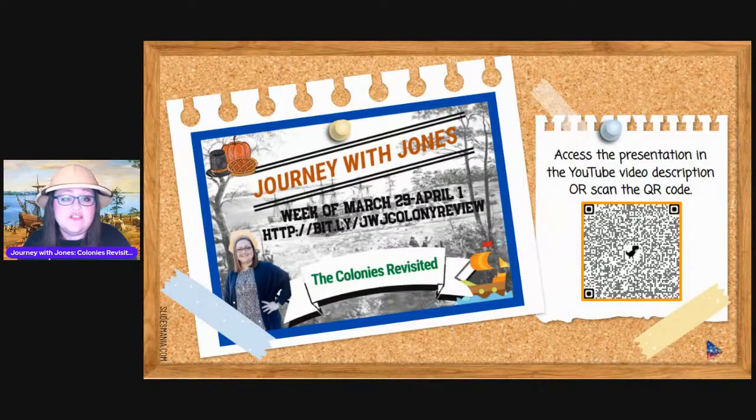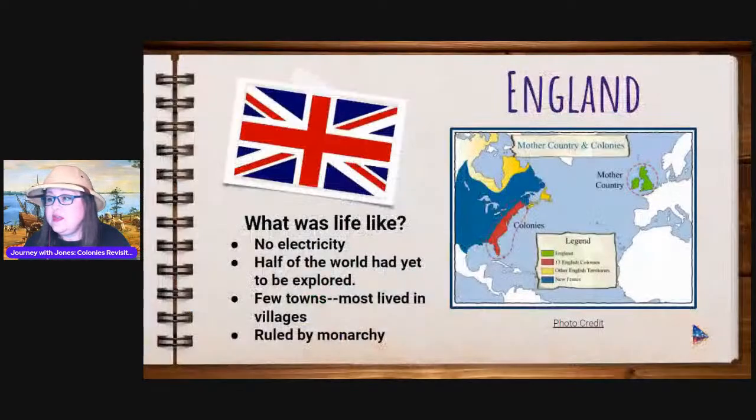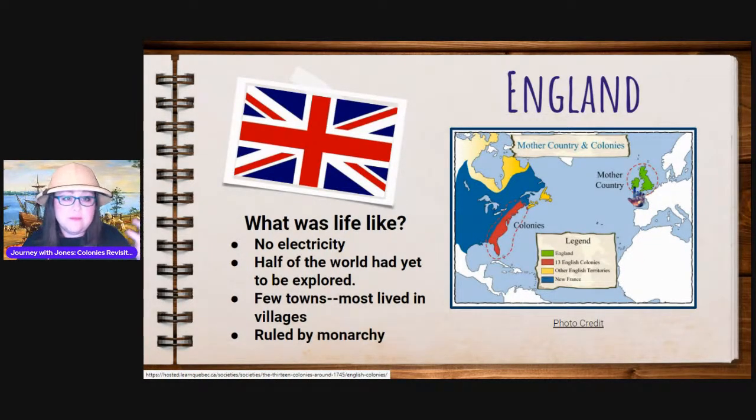So the colonies, Journeys with Jones Revisited. Here we go. The first thing we're going to talk about is England. Here we have what's called the Mother Country. That was where the Pilgrims originated from, England. And then they traveled over here. We're going to get into detail. We're going to look at a better map that shows specifically where they settled.